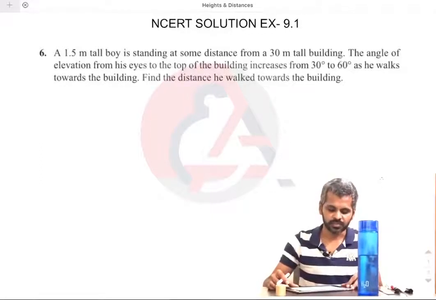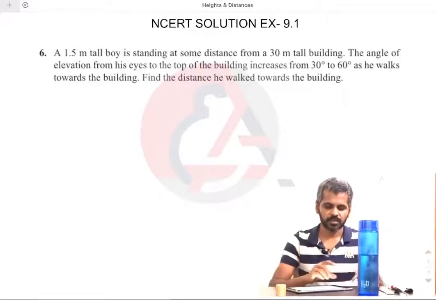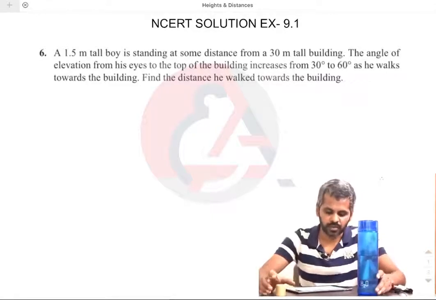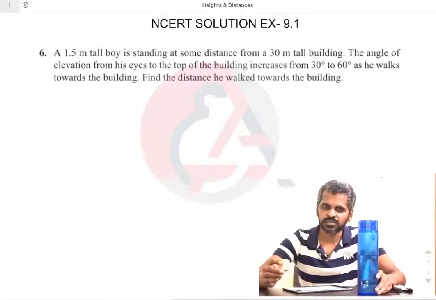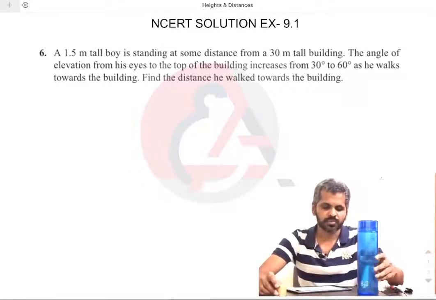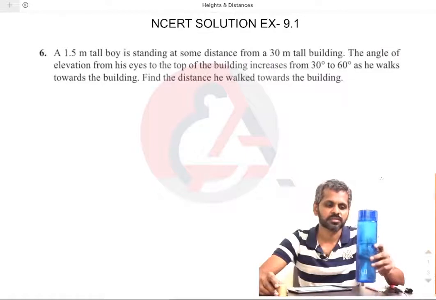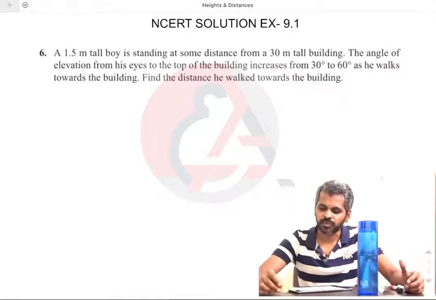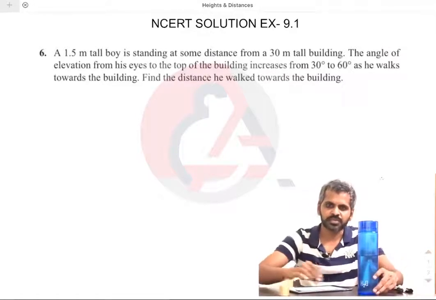Today we will discuss one numerical. If you see the numerical, a 1.5 meter tall boy. Assume this is a tall boy. The height of this boy is 1.5 meter and he is some distance from a 30 meter tall building. This is a building. The height of this building is 30 meter and the height of the boy is 1.5 meter. Initially they are at a distance.